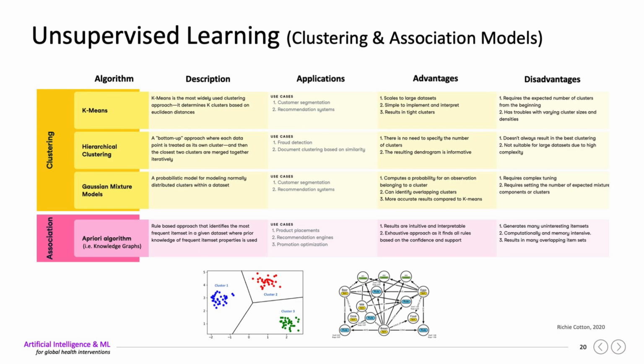Unsupervised clustering methods, such as k-means or hierarchical clustering, allow us to group data into meaningful clusters. Association methods, such as knowledge graphs, uncover relationships between entities. These techniques are essential in global health applications, for instance, identifying subgroups of patients with similar disease trajectories.